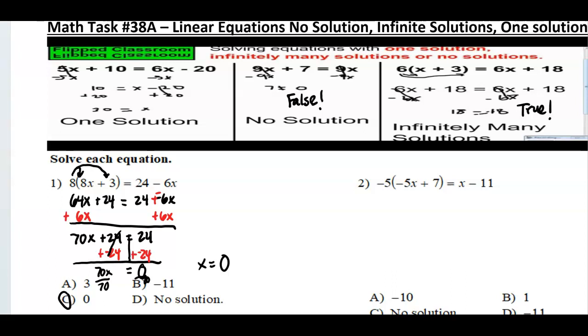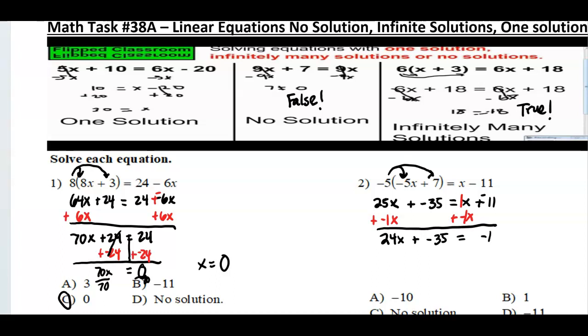All right, let's try another one. Negative 5 times negative 5x, negative 5 times 7. So you got 25x, because a negative times a negative is a positive, plus negative 35 is equal to x minus 11, or plus negative 11. So again, we're going to move our variables. If I have x on this side, I want to add negative x to both sides, or negative 1x to both sides, because remember, x by itself is 1x. So when I add negative 1x to both sides, I get 24x plus negative 35 equals negative 11.